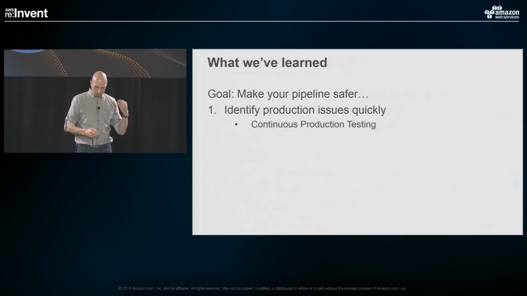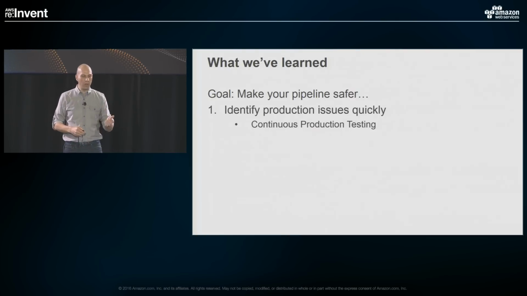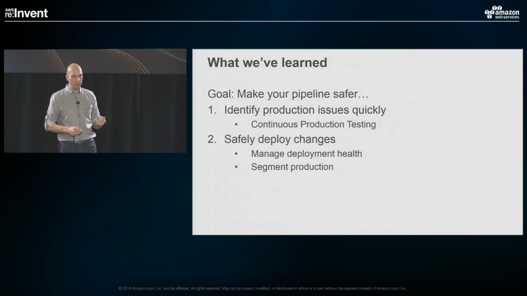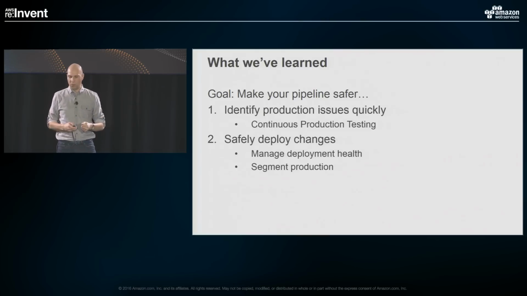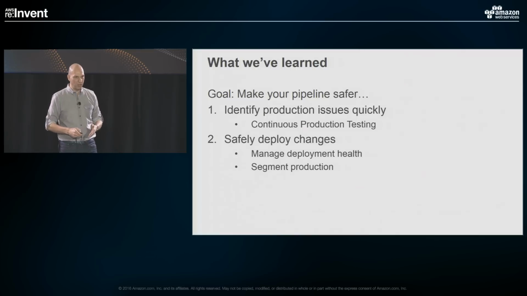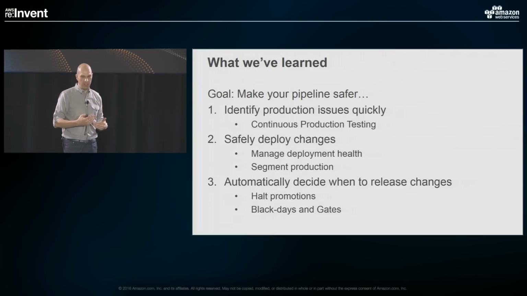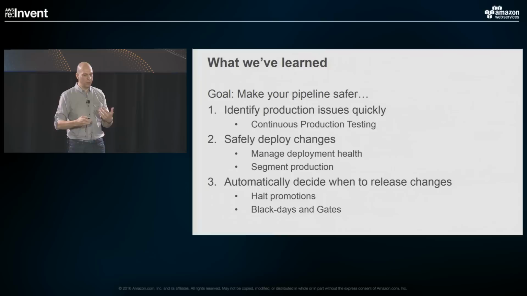So to recap, we can use continuous production testing to react quickly when there are problems with our production environment. We can deploy safely to production by setting up our deployment configuration to test after each host update and to roll back when a deployment fails. We also learned that we could segment production in order to reduce the blast radius to our customers. And we wrapped up with a technique to manage our pipelines. So we could automatically halt deployments when production is in distress. And we learned that pipelines can be customized to change the flow of changes to production according to external gates.